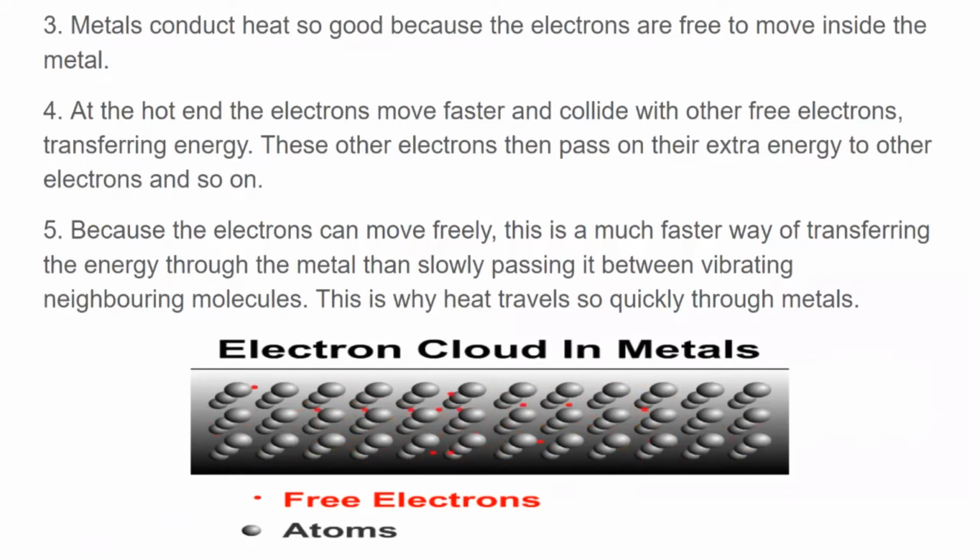Metals conduct heat so well because the electrons are free to move inside the metal. At the hot end, the electrons move faster and collide with other free electrons, transferring energy. These other electrons then pass on their extra energy to other electrons, and so on. Because the electrons can move freely, this is a much faster way of transferring the energy through the metal than slowly passing it between vibrating neighboring molecules. This is why heat travels so quickly through metals.